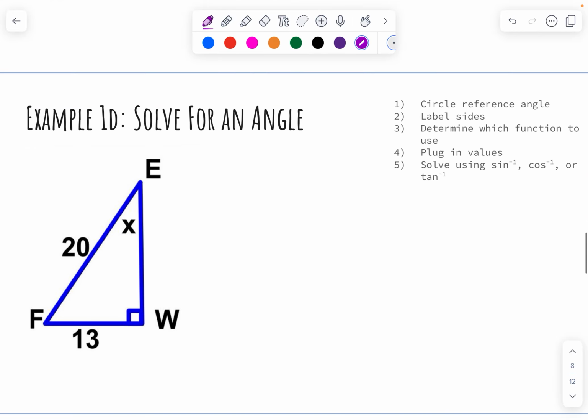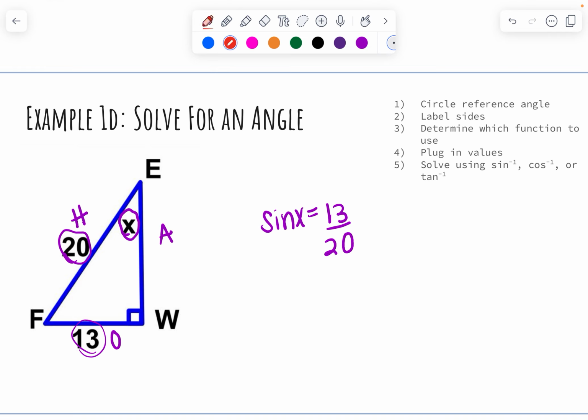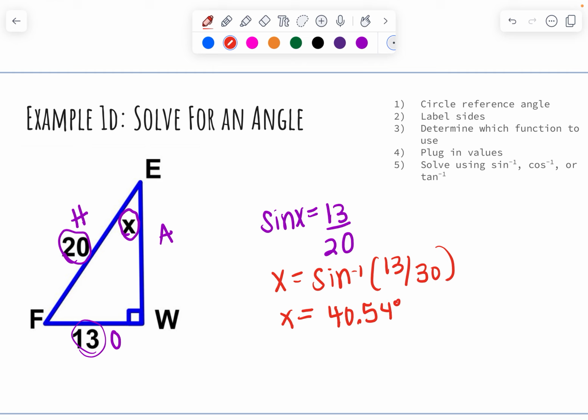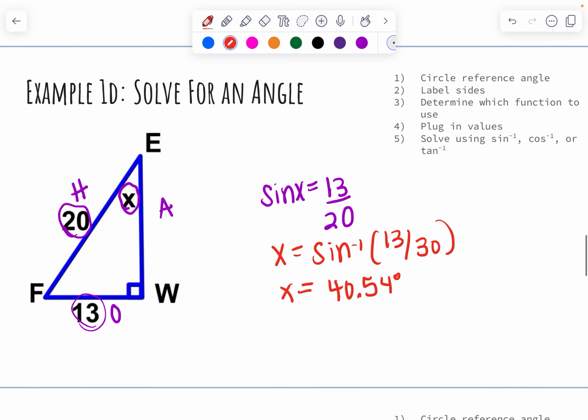So get another one here. Here's our reference angle, hypotenuse, opposite, and adjacent. Here it's hypotenuse and opposite, so we're going to be using sine. Sine of x is opposite over hypotenuse, which then means that x is inverse sine of 13/30, which means that x would be about 40.54 degrees. Make sure you're putting the degree symbol because we're solving for an angle. That's how we label an angle.